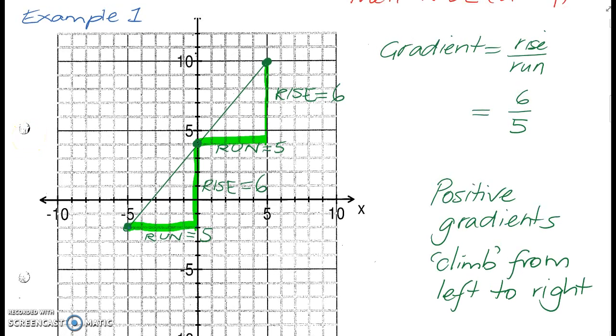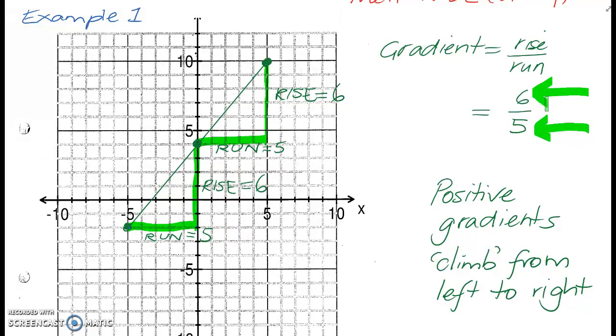Example 1. All right, there's a particular line. Have a look at what I've done in the green highlighter. You can see that to get from one point on the line to another, we're starting here, we're going across, we're running 5, and then we're going up 6 to get to the next point. Then we can run along 5 and up 6 again to get to the next point. So my gradient is, well, every time I run 5, I rise 6. It's kind of like steps.